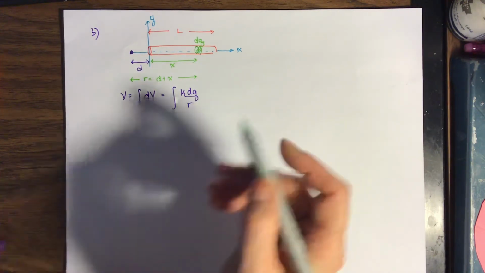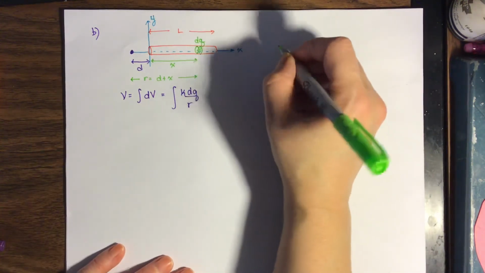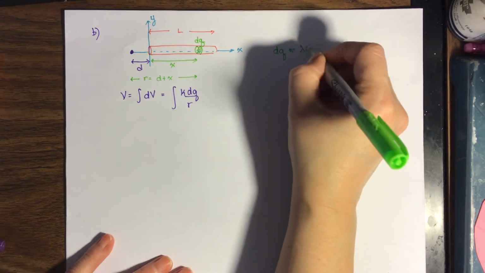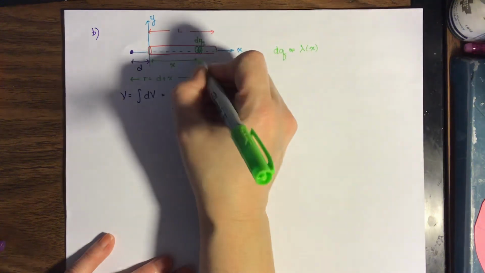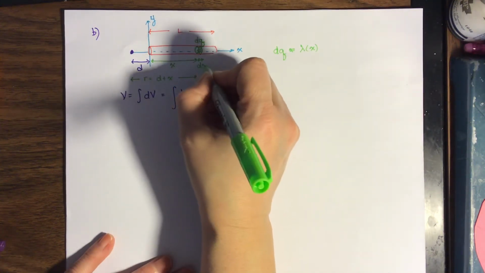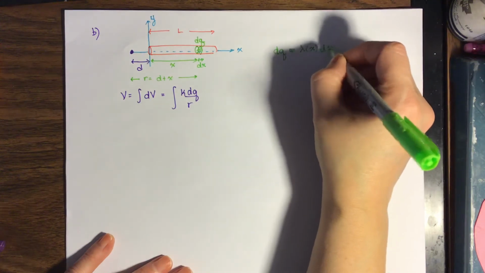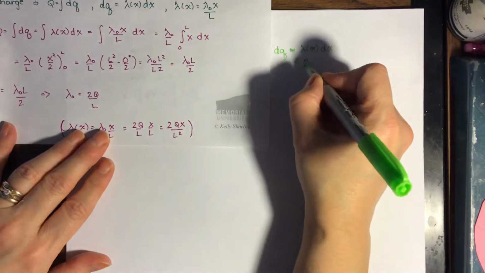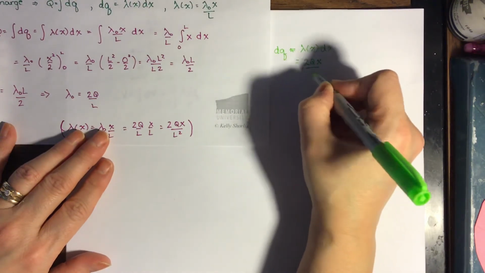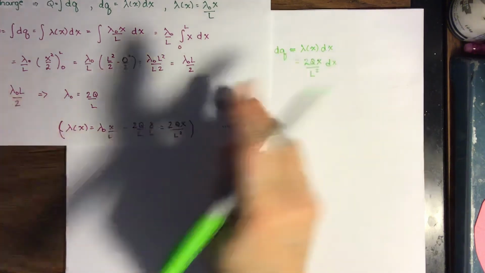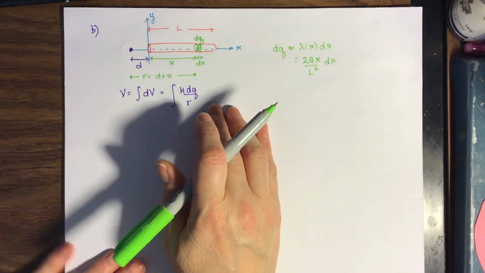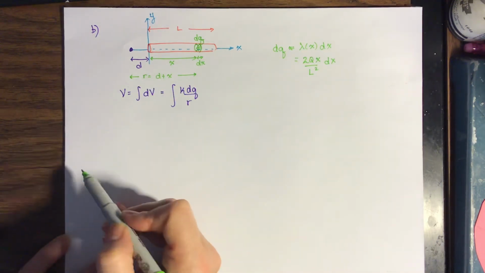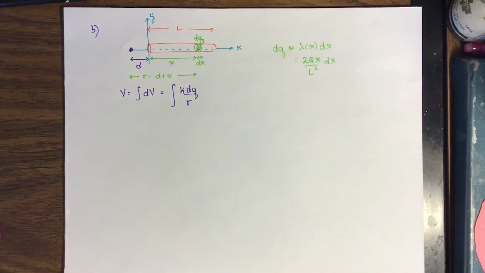Okay, what next? We can use our expression for dq that we had written down in the previous part. dq is the density times the width of our little bit of charge. That little bit of width of charge is dx. And lambda of x was a function we already have written down: 2 times q times x over L squared times dx. Okay, I think we're pretty much ready to go. We're going to put this expression in for dq, we're going to put this expression in for r, and then we're going to find our potential.